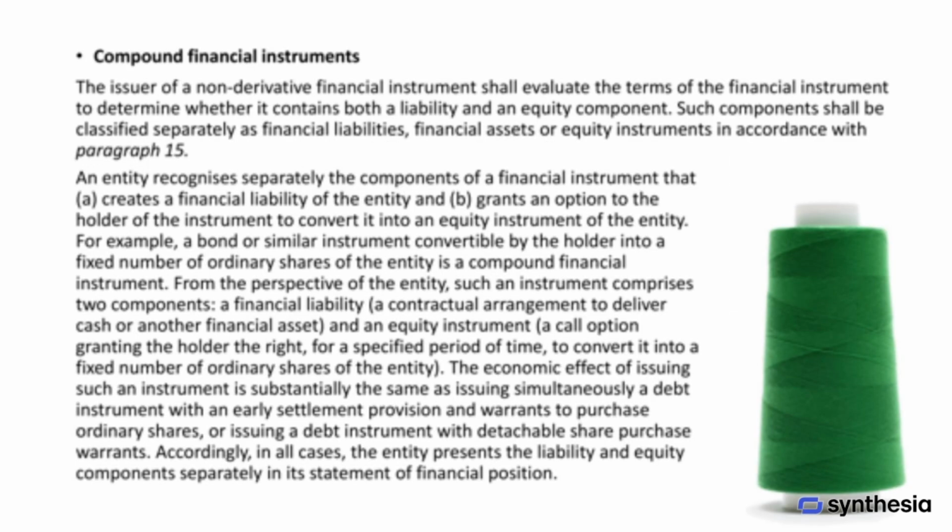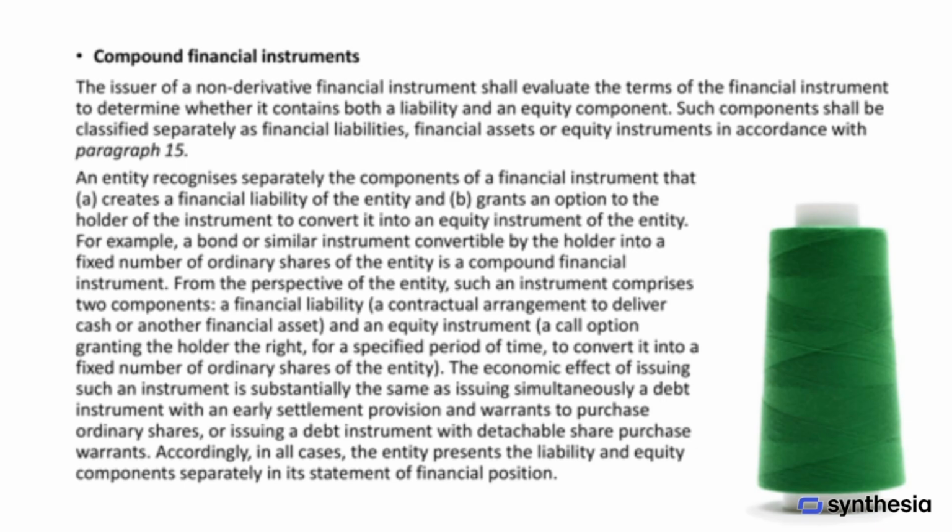A compound financial instrument is a non-derivative instrument that contains both a liability and an equity component. The issuer needs to evaluate the terms of the instrument and classify each component separately as a financial liability, a financial asset, or an equity instrument. For example, consider a bond that the holder can convert into a fixed number of ordinary shares. From the issuer's perspective, this bond has two components.